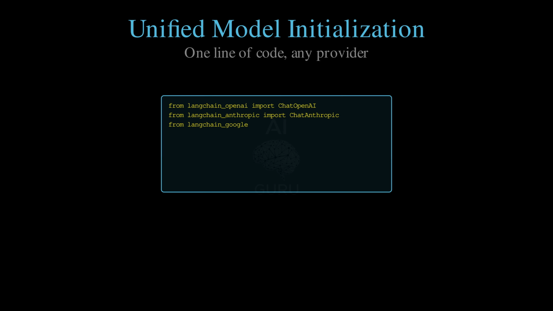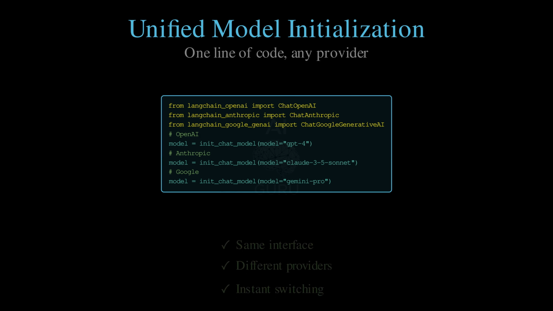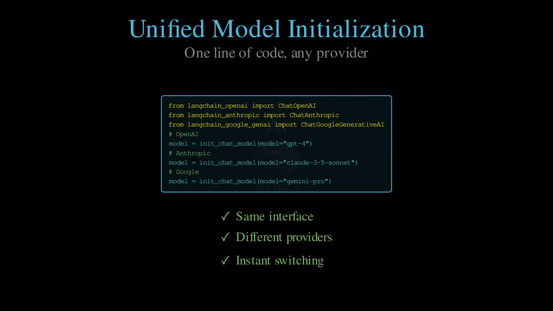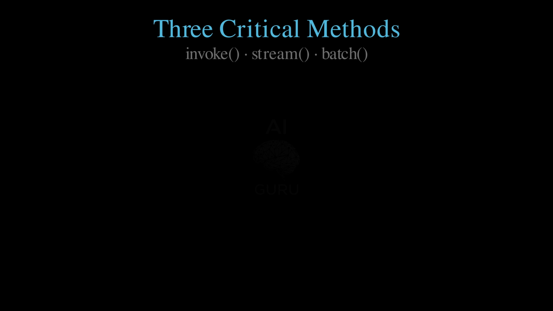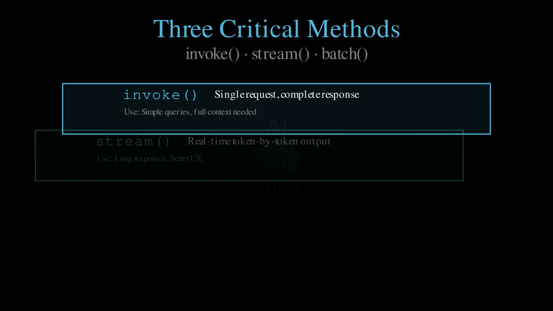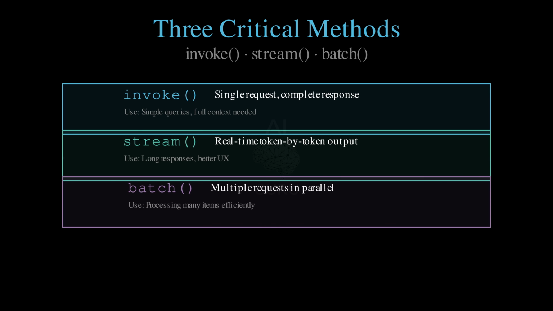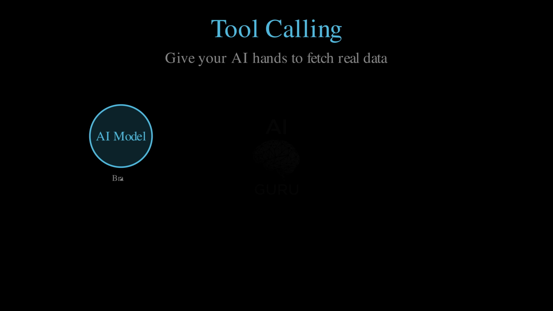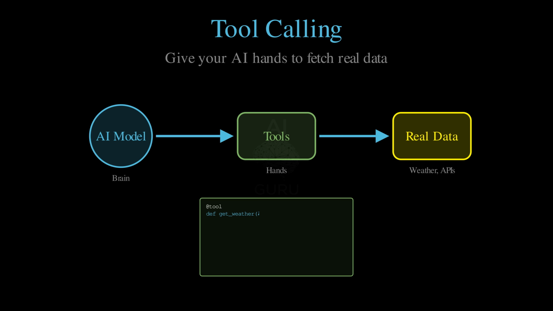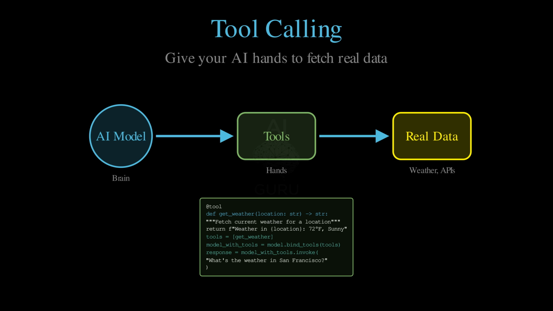First, you'll be able to initialize models from completely different providers, OpenAI, Anthropic, Google, whatever, using one single unified line of code. A massive time saver. Second, you'll know the difference between 3 critical methods: invoke, stream, and batch, and when to use which one. Crucial. Third, and this is the really fun part, you get into tool calling. This is how you let the AI fetch real world data, like checking the weather, giving the brain some hands.